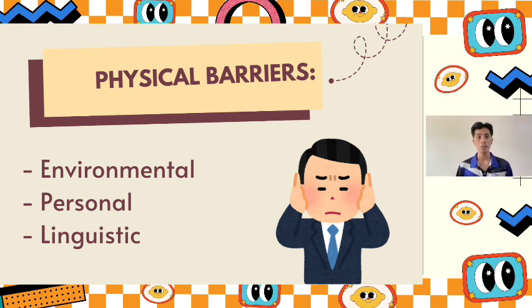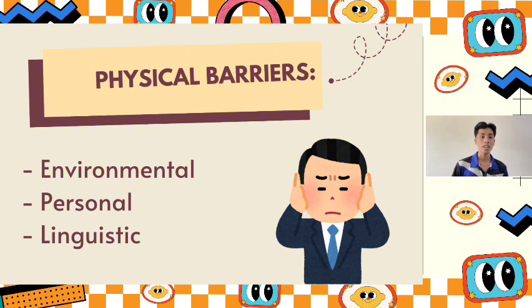The second type of physical barrier is the personal barrier. When a listener is preoccupied with their own problems, deeply concerned with their own issues, worries, or anxieties, they are less likely to pay attention to the speaker. When their thoughts are elsewhere, this hinders their ability to focus on the conversation.